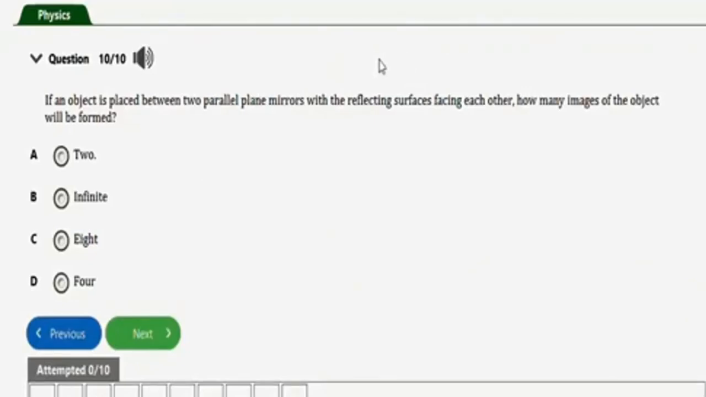So that's it for this video. Hope you learned something interesting from this video. We looked at 8 repeated questions under plane and curved surfaces in reflection of light for physics.